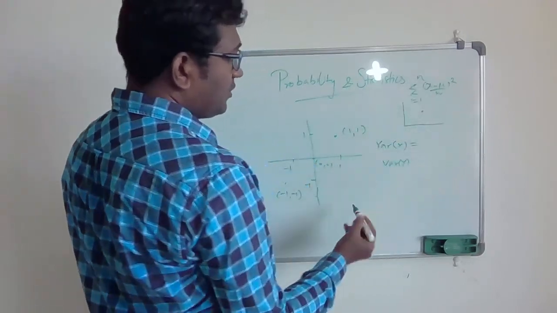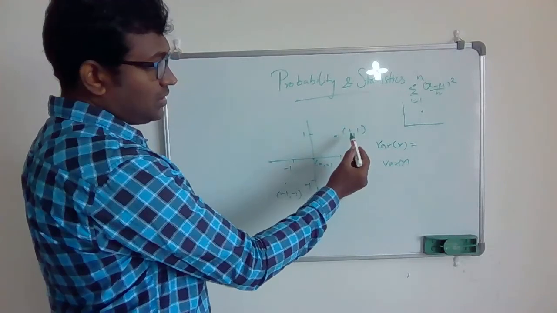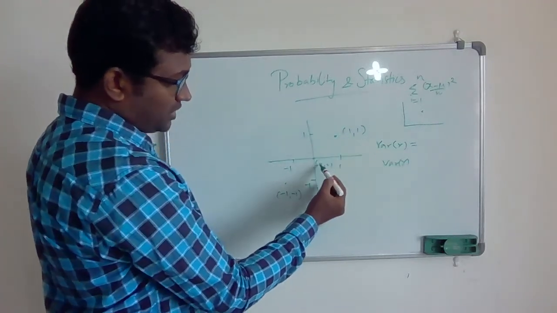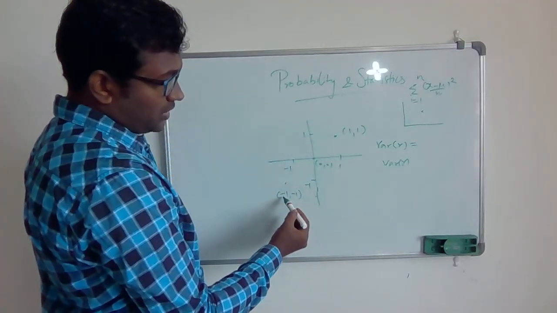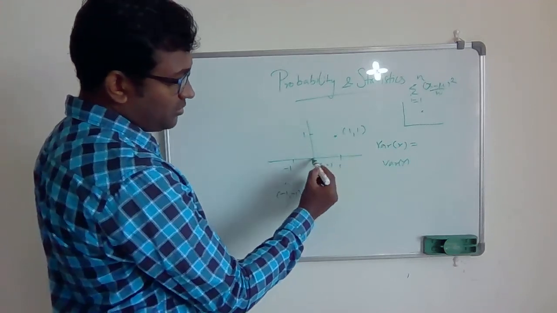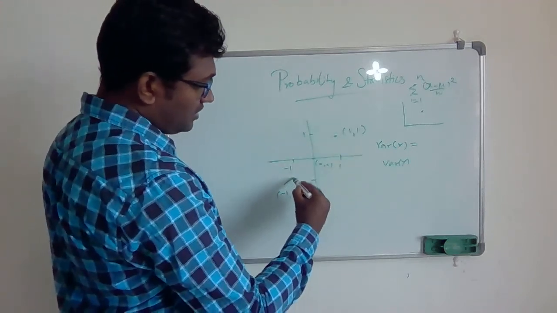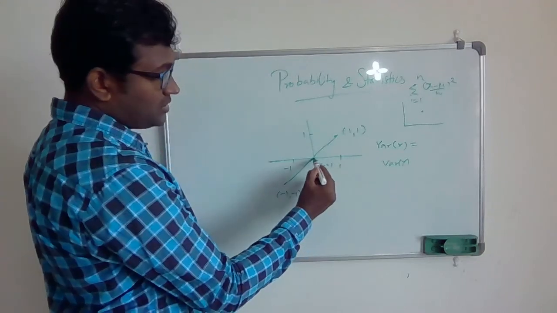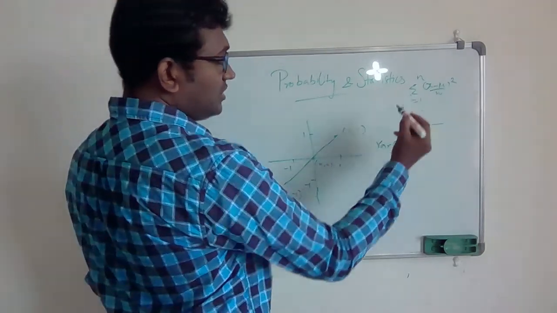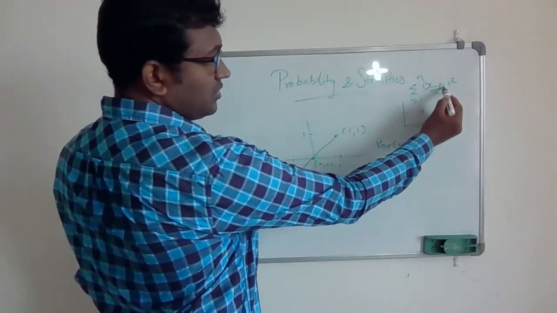Here the mean of x is 1 plus 0 plus minus 1, that is 0 by 3. The mean is 0, because if you draw a straight line here through these 3 points, this is the mean, and the mean is 0 here. So that's the reason the nu is 0.